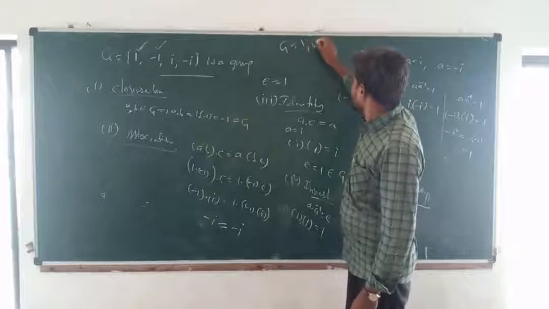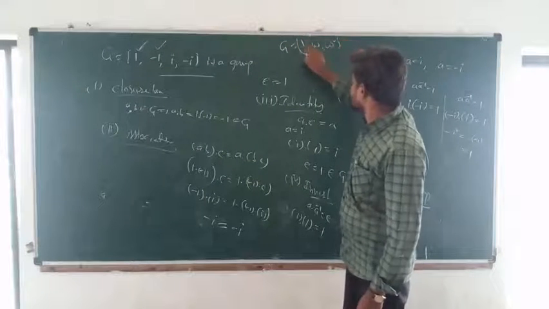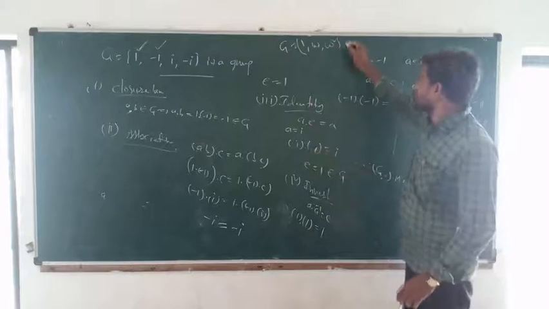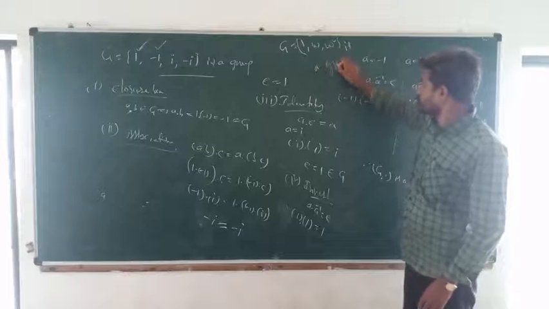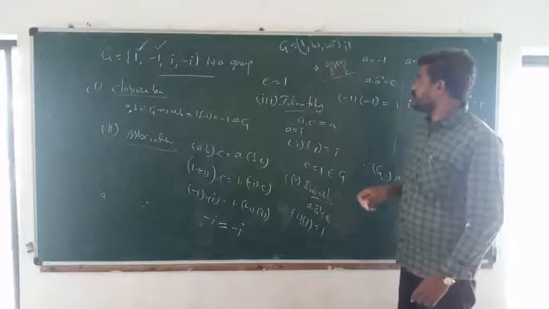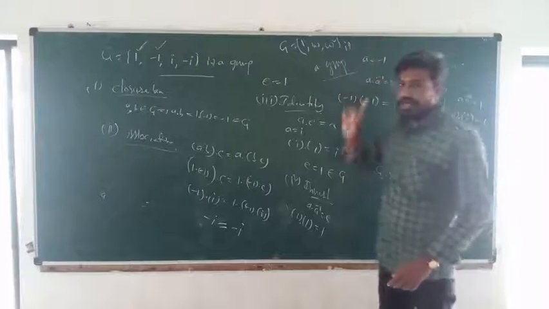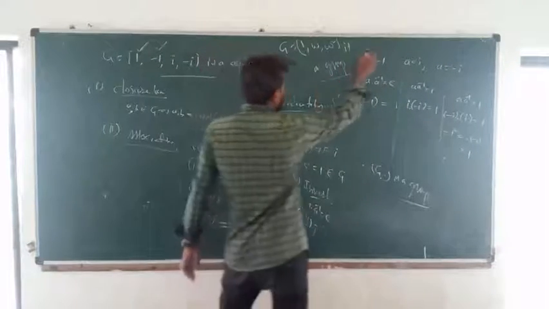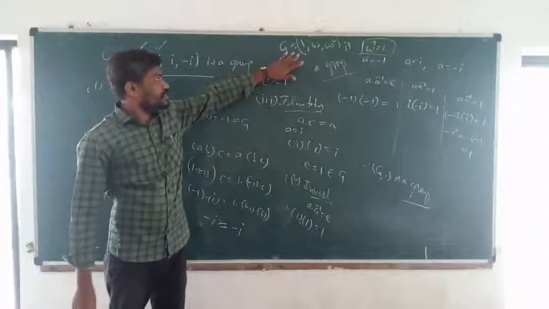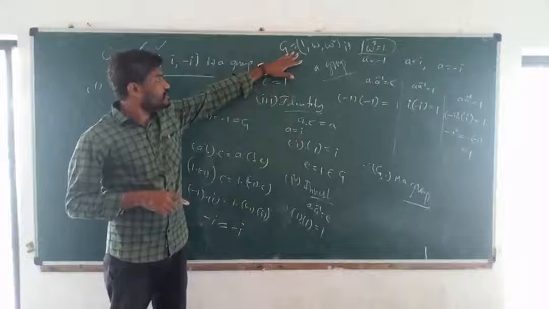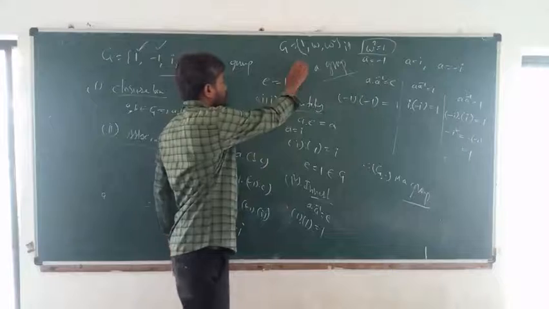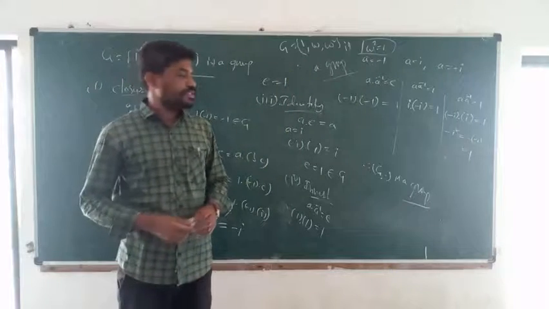G is equal to {1, omega, omega square}. These are three elements: 1, omega, omega square. You can check whether G is a group. One condition I will give: omega cube is equal to 1. This is the one condition I am giving. So you can check the closure law, associative law, identity and inverse, and after the four properties are satisfied, G is a group with respect to dot, which is the binary operation.